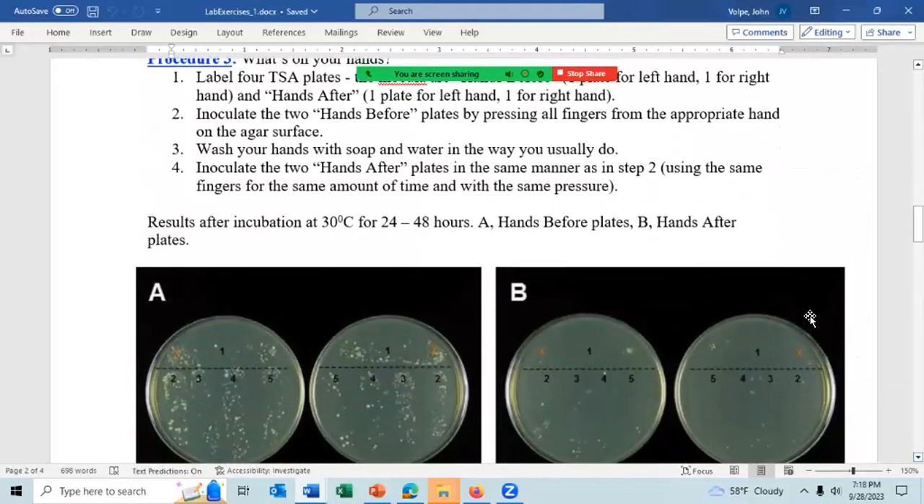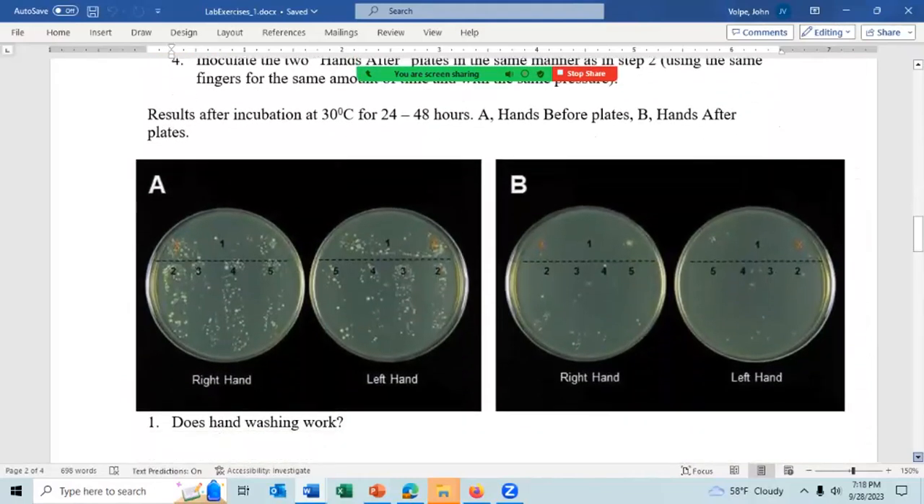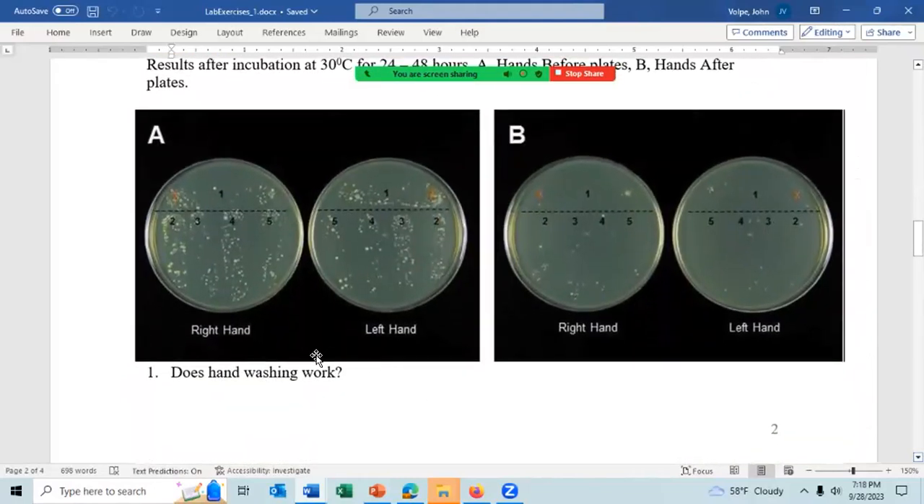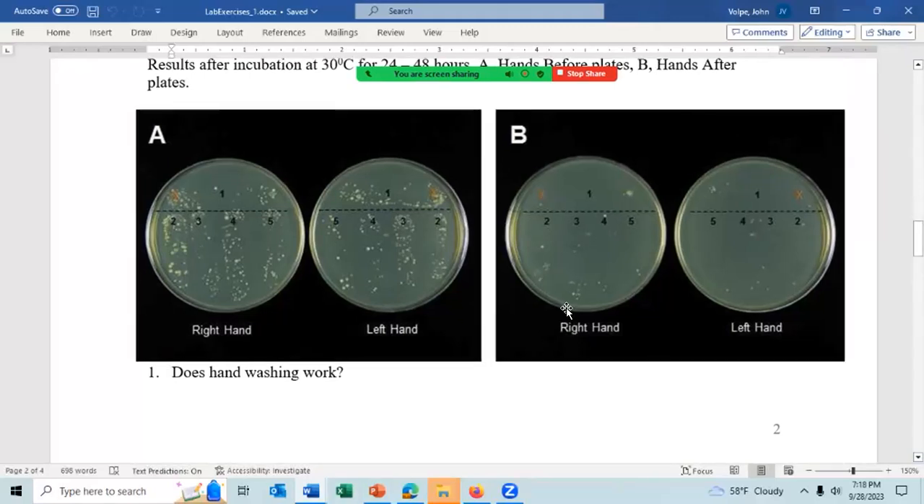Procedure 3, what's on your hands? Here is a picture of your hands before you wash your hands. And there's a picture after you wash your hands. Now, obviously, we're comparing skin that is a similar dryness. Like if you touch the plate with a dry hand, you need to wash your hands and then remove the water by drying your hands and then touching the plate.